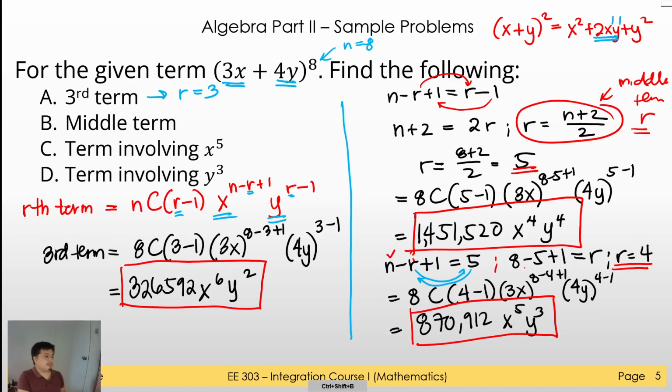Okay, so for the last problem, the term involving y cubed, actually we have already solved this one. So therefore, this is also the answer for letter D. So for D and C, this is your answer. Okay.